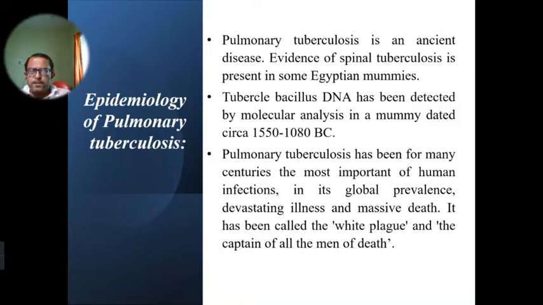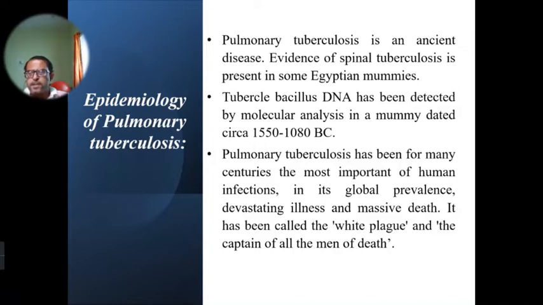Also, tuberculosis bacillus DNA has been detected by molecular analysis in mummies dated before Christ, 1550 to 1080. During this time, it is detected that some mummies show the presence of tuberculosis bacillus DNA. And this pulmonary tuberculosis has been known for many centuries and is able to cause one of the most important human infections.